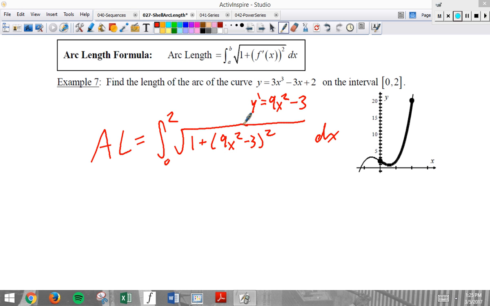Now, how can you integrate this? U sub? No, no, no, no. Not U sub. You're just going to go for it in the calculator, okay? Arc length is almost always on the calculator section. At least arc length like this. You should be able to type it in your calculator and get that.